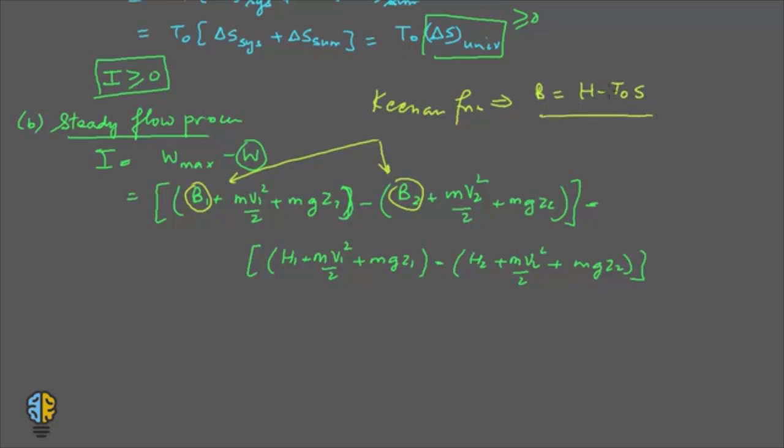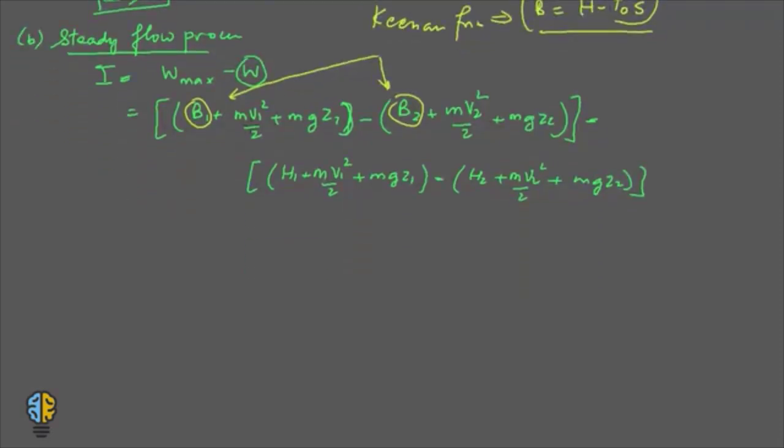So let's put this value at b1 and b2. Similarly, you can straight away strike off the mv squares by 2 and the mgz's. So you are just left with b1 minus b2 minus h1 plus h2. So this is all that you are left with.